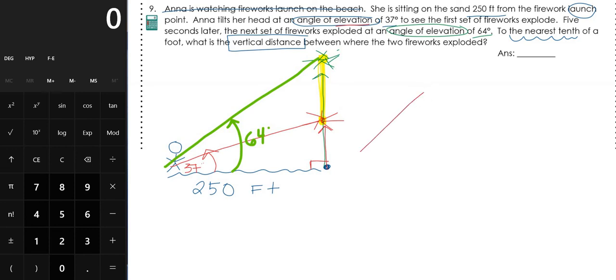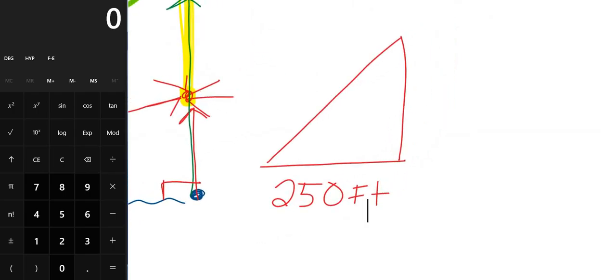So I'm going to break this out. We have 250 feet along the ground. I'm going to zoom in a little bit further so it's easier to draw. So we have 250 feet. We have our right angle. Anna's right here. Okay. Erase a couple of things. Just want to erase just the A. And if you know why, it's going to be because we use A, O, and H when we do trig. Okay, I'm going to put the 37 degrees right here.